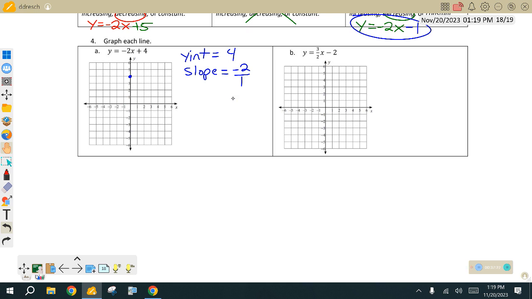So that means down 2, and that's a +1, so right 1. Down 2, right 1. Down 2, right 1. Down 2, right 1. Take your ID and make that nice line.